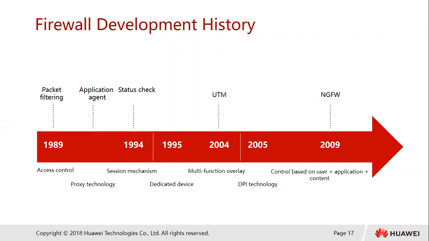So within the UTM, we can have antivirus, we can have a firewall, we can have an intrusion prevention system, we can have email filtering, we can have data filtering, and so on. But the problem with UTM was delays in detection, as well as it was becoming very, very slow in processing information. And then in 2005 we had what is known as deep packet inspection technology.